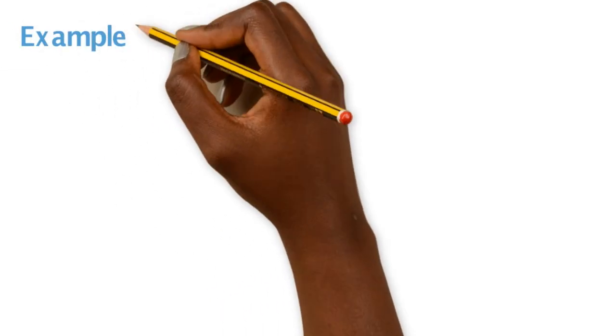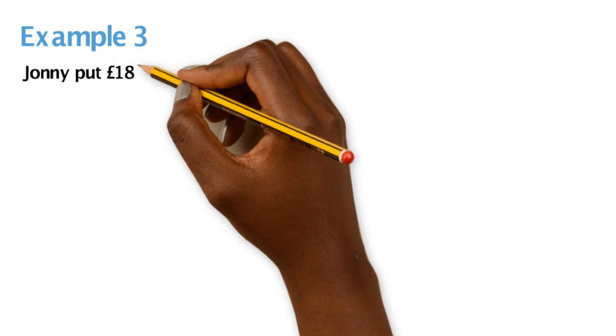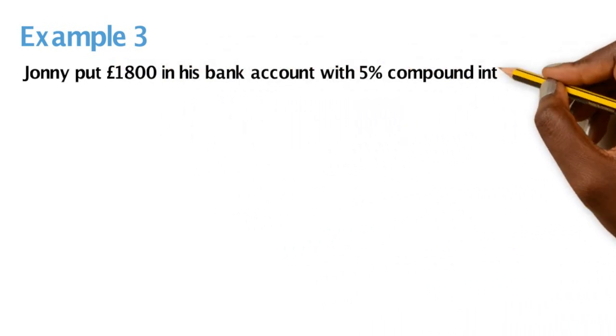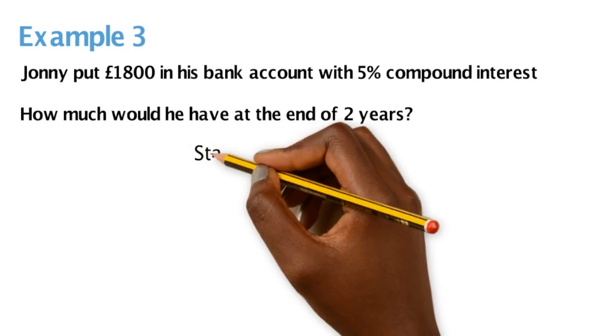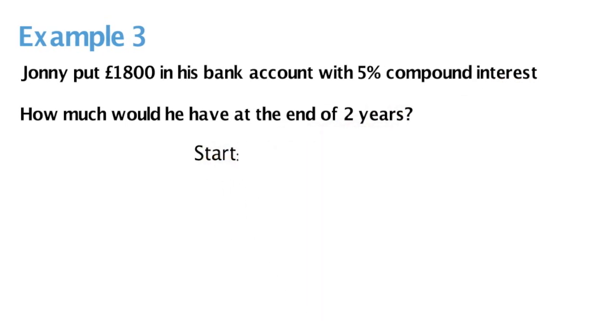So example 3. So this time we're looking at an example of compound interest. Johnny puts £1,800 into a bank account with 5% compound interest. We want to work out how much he has at the end of 2 years. So because he starts off with £1,800, again, 5% of 1,800. Notice that the beginning methods of both interests are the same. So again, working out the percentage is 1,800 divided by 100. And because it's 5% this time, we're going to multiply that by 5. And so the interest amount for the first year for compound interest would be £90.